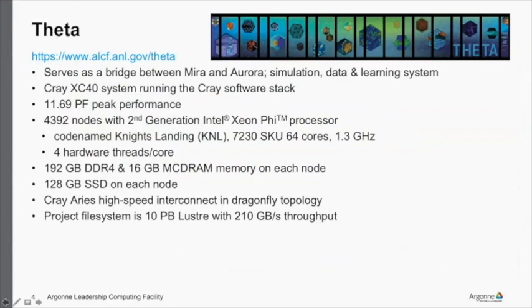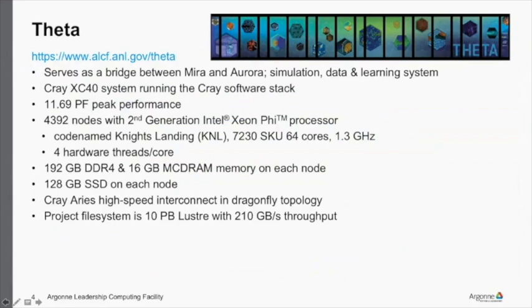It's a Cray XC40 system running the Cray software stack at 11.7 petaflops peak performance, with 4,392 nodes of the second generation Intel Xeon Phi. This is codenamed the Knights Landing. The core is running at around 1.3 gigahertz. It depends if you're running heavy with AVX-512 instructions or scalar code for the dynamic frequency. And each core has four hardware threads.